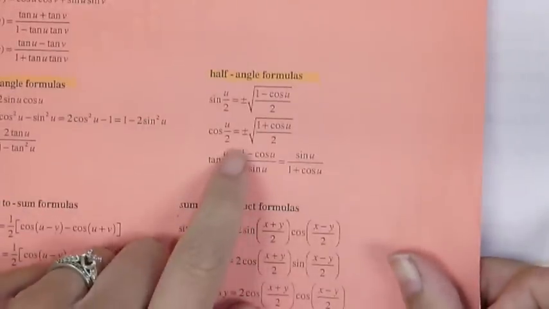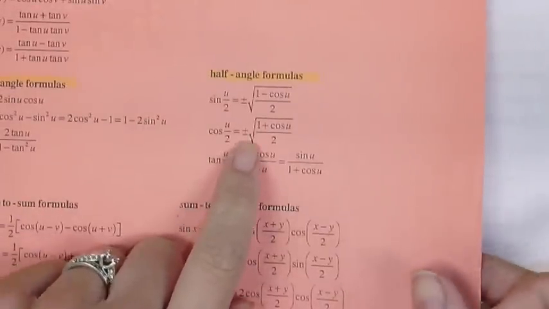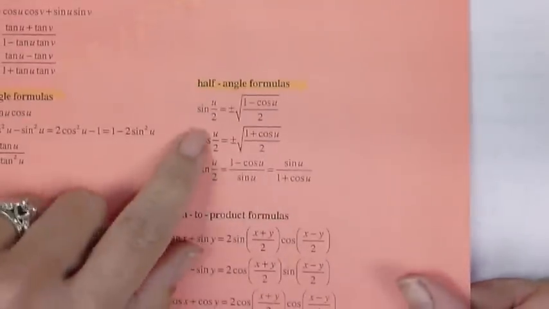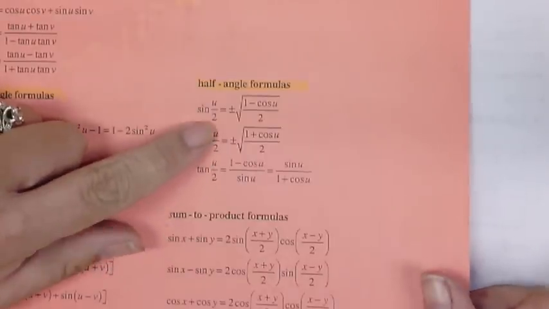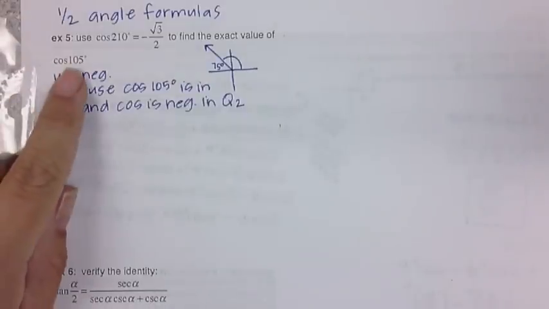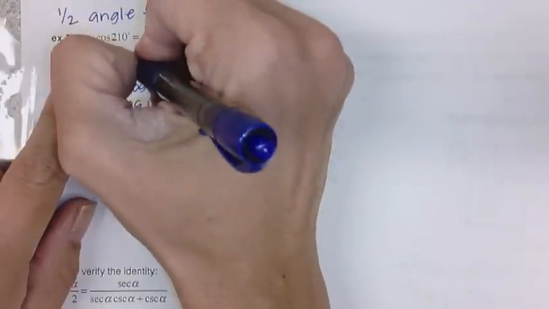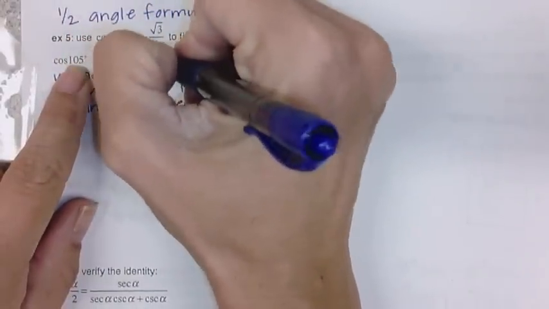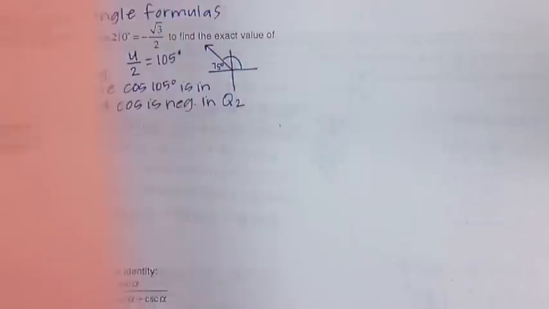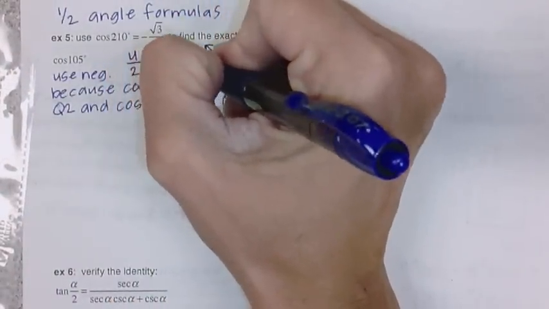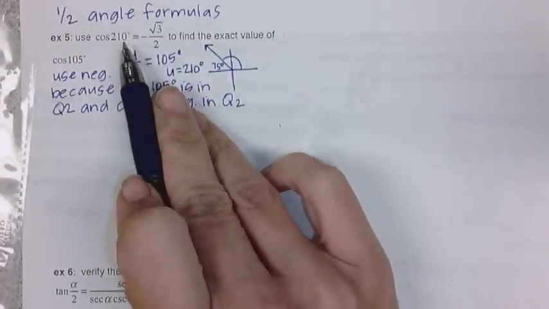So now that we know that we're going to be using this formula right here and we're going to be using the negative version of it, we have to figure out what to do. So this says cosine of u over 2. So what's our u over 2? In this case, since we're asked to evaluate 105, our u over 2 equals 105 degrees. When we go to use the other side of the formula, it's not asking for u over 2 anymore, it's just asking for u. So since we've set up this little equation right here, we can see that u equals 210 degrees, which is why they gave us this information in the beginning.